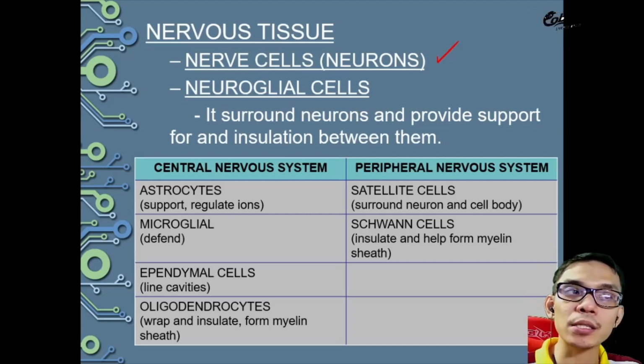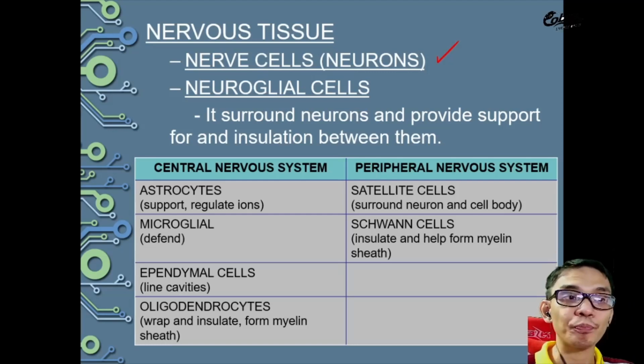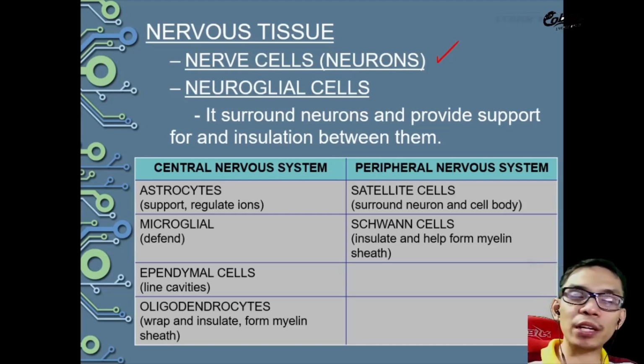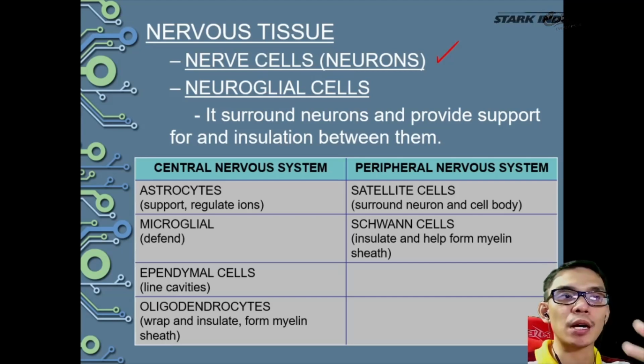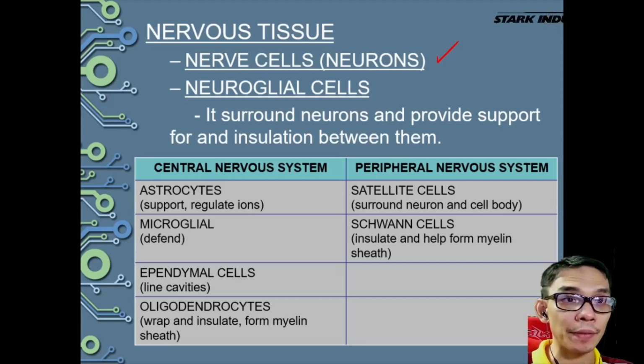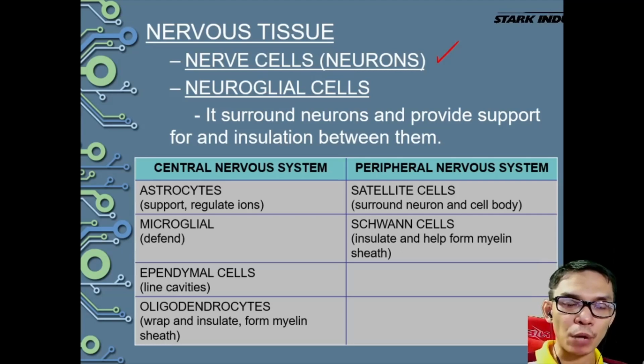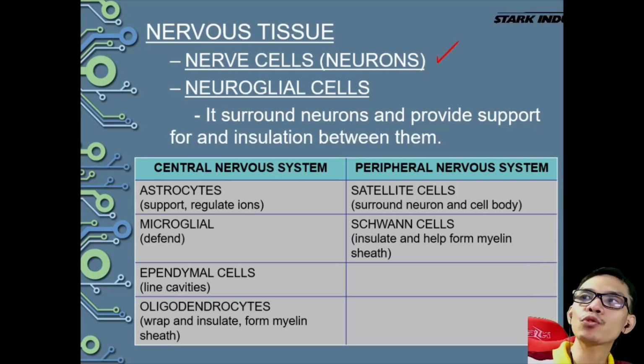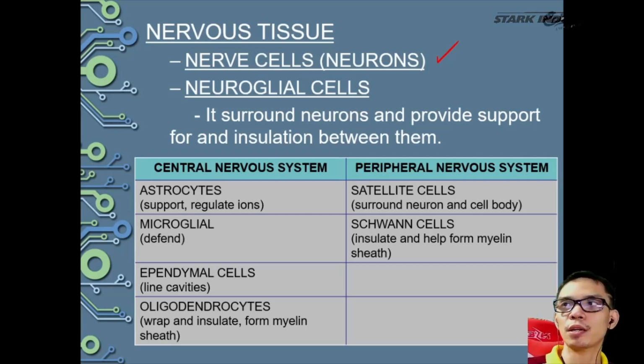Next one is the Schwann cells. The Schwann cells are used to insulate, just like your oligodendrocytes. They keep the neuron insulated for proper nerve impulse transmission. So these are the two glial cells found in the peripheral nervous system and their functions.